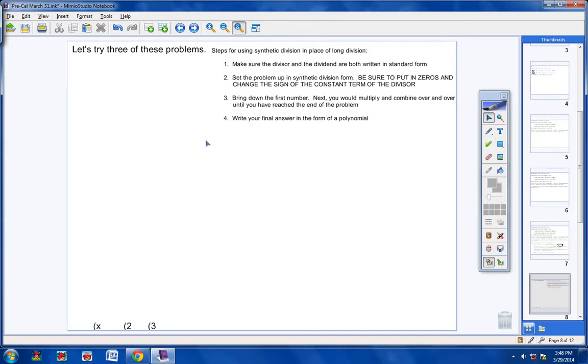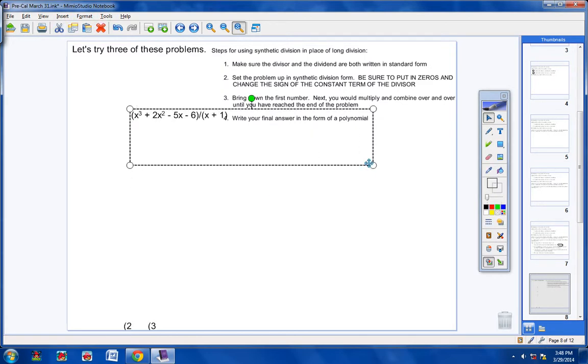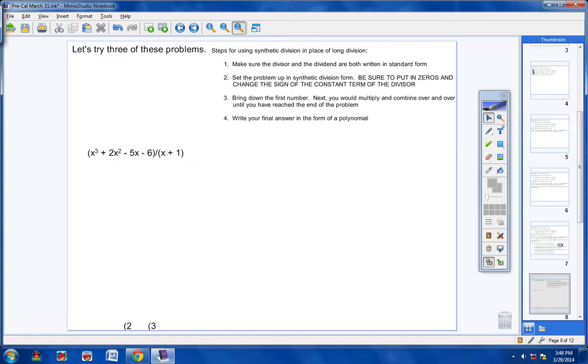Let's try 3 of these problems, okay? So take some really good notes, follow along, and let me teach you how to use synthetic division in place of long division. And I think you're really going to like it, okay? I really do. Okay, here's the first problem right here. Go ahead and copy this in your notes. And this is a division bar right here, okay? So we have x cubed plus 2x squared minus 5x minus 6 divided by x plus 1. Now, first of all, I didn't put this in your steps over here, but make sure you can use synthetic division.